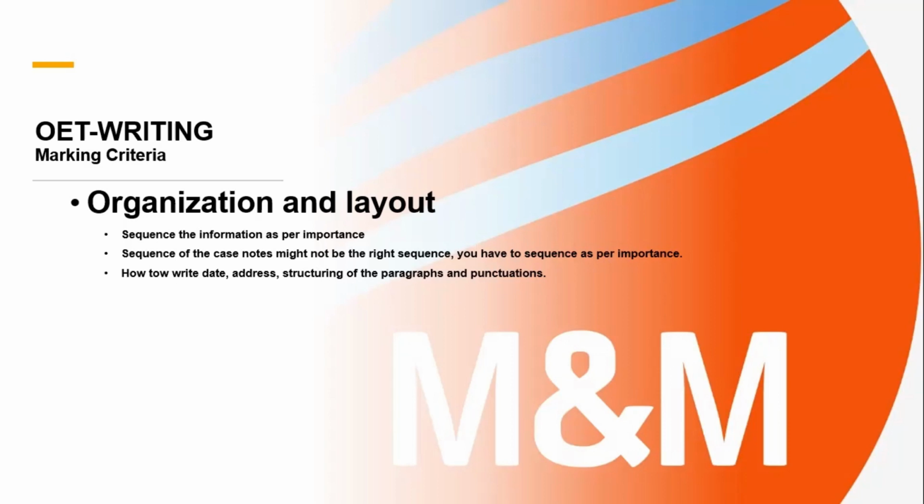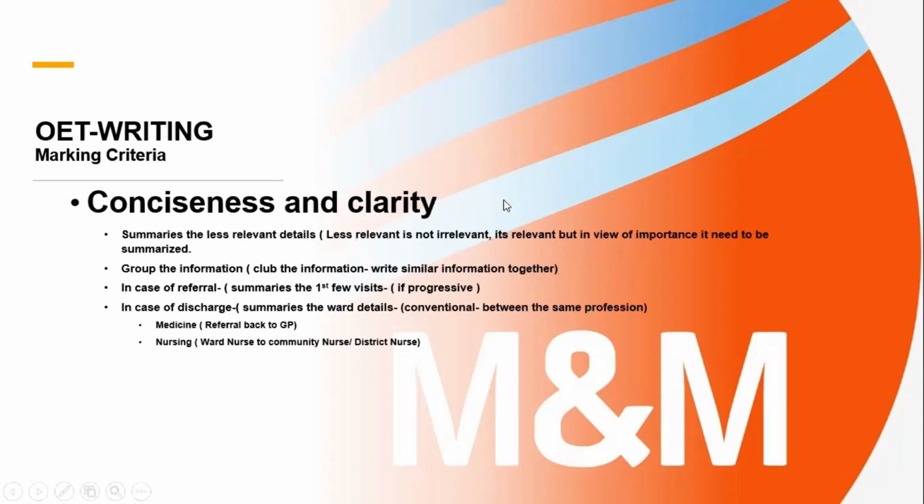...of where to write down the date and how to write down the address, whether to use punctuation or full stops or not, and the structuring of the paragraph. This comes under the layout part, right? Now moving on to the next criteria, the fourth one, which is also an important criterion: conciseness and clarity.